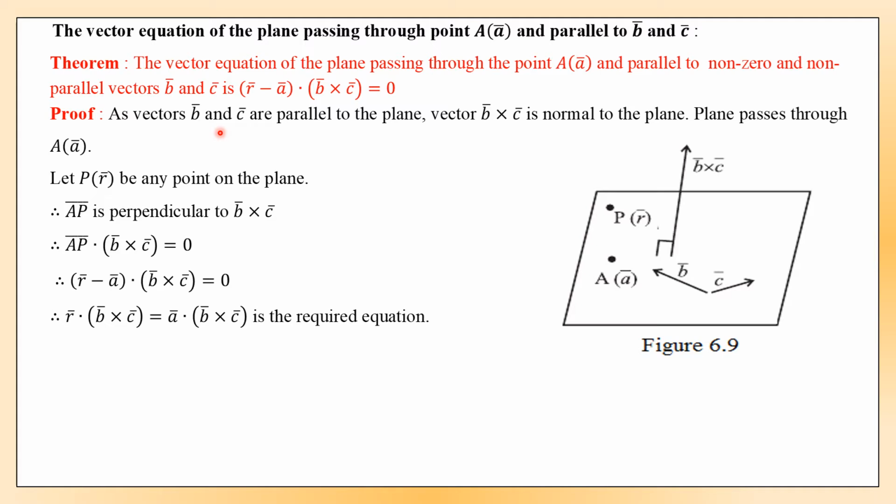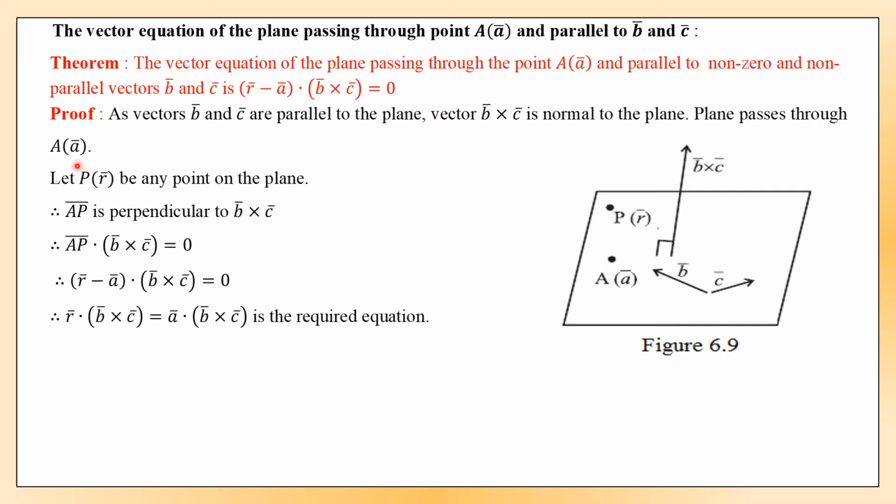Proof: B vector and C vector are parallel to the plane. These two vectors are on the plane. Therefore, these vectors are parallel to the plane. Vector B vector cross C vector is normal to the plane. We know that the cross product of two vectors is perpendicular to both. These two vectors are on the plane, therefore B vector cross C vector is perpendicular to the plane. Perpendicular to the plane is called normal to the plane.